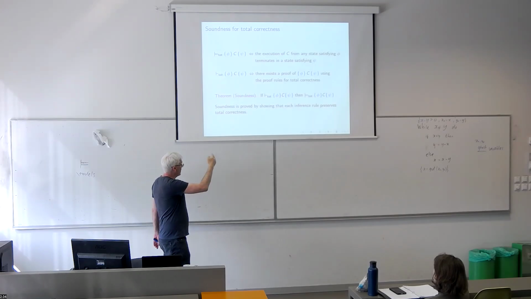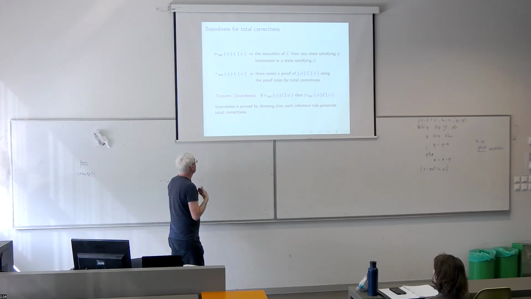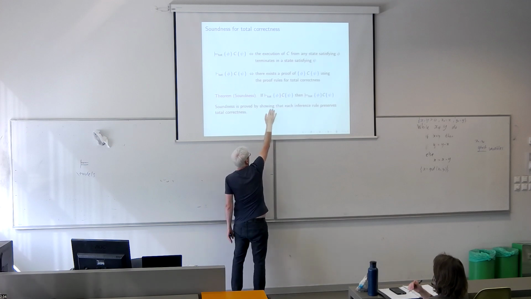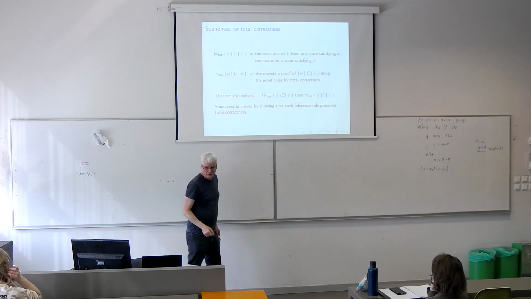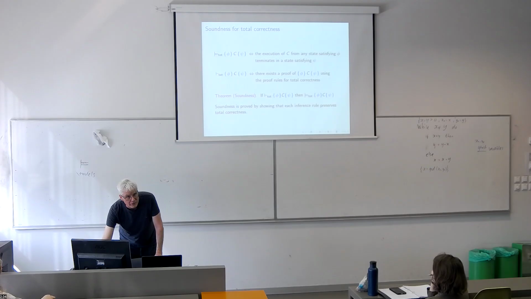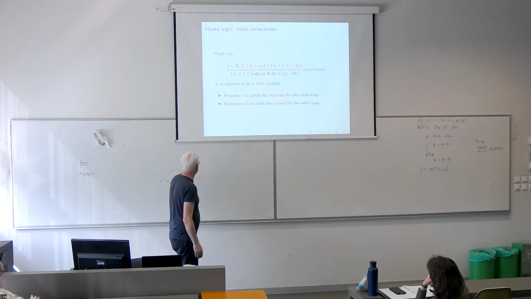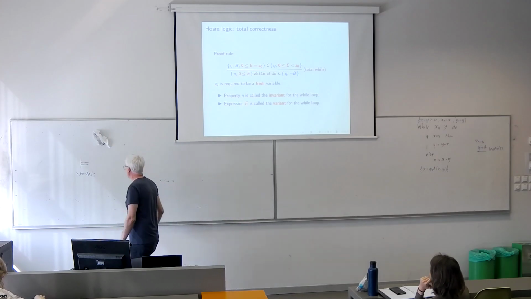And we're going to have a similar soundness result for total correctness, as long as we use the correct proof rules, which are the proof rules for total correctness. That's what I want to do for the last 10 minutes here: the proof rules for total correctness. And the only proof rule we need to change is the while rule.